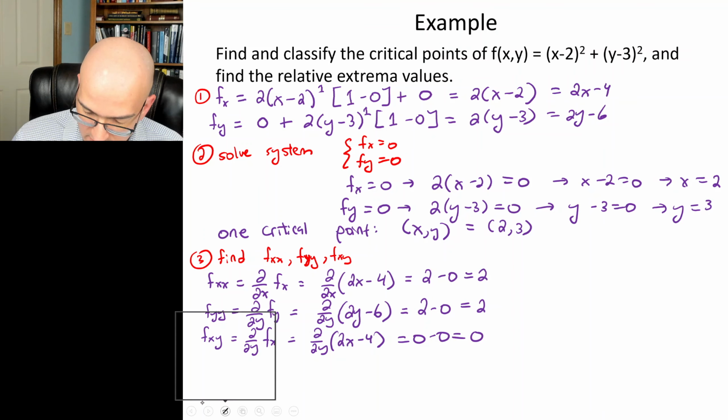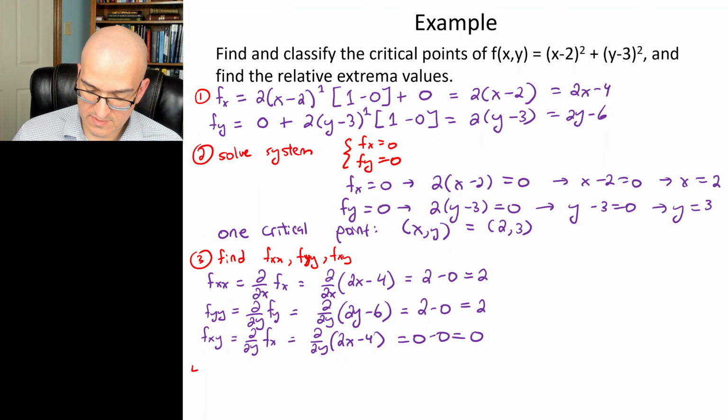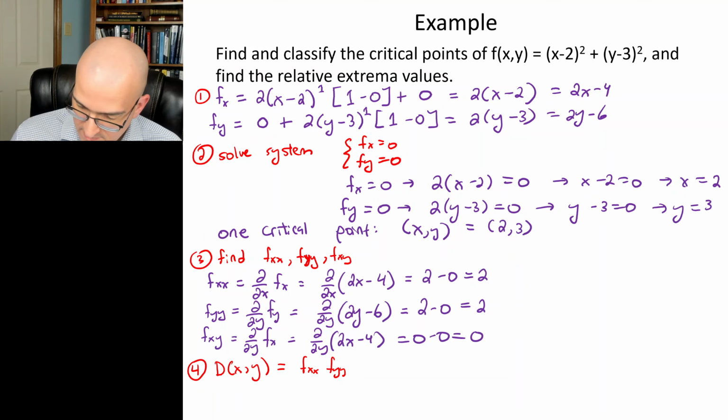Now step 4, we're going to construct the diagnostic function. D of x,y is equal to f double x times f double y minus f of xy all squared. So that's going to be 2. Usually these contain variables, but this time it doesn't. 2 times 2 minus 0 all squared, which is 4.